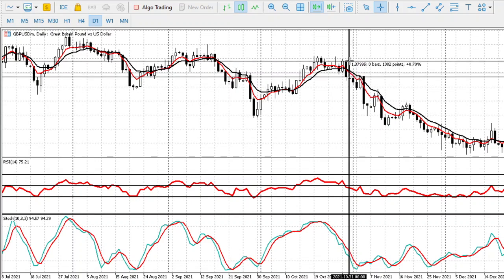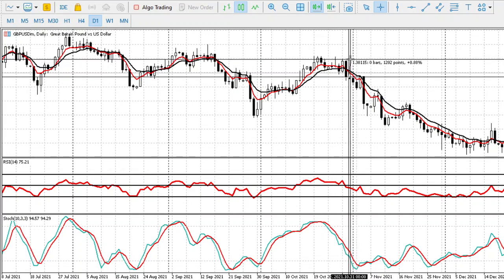Then our stop loss would have been here, almost 114 pips. Yes, 114 pips. That will be our stop loss. So that is $11.40. Our stop loss would have been $11.40.